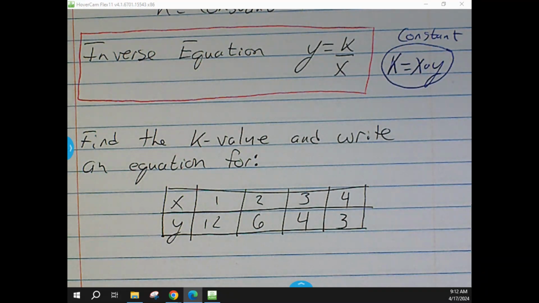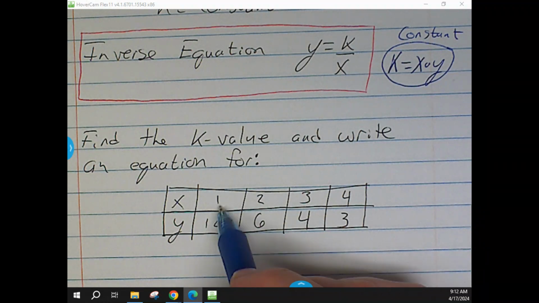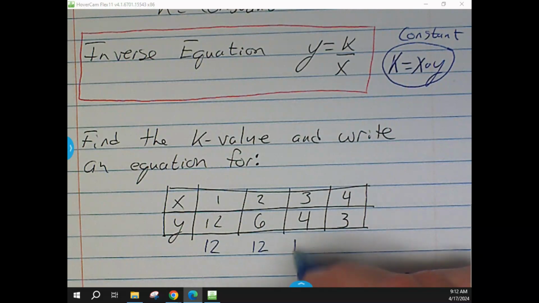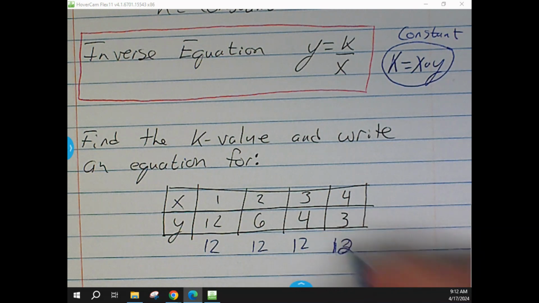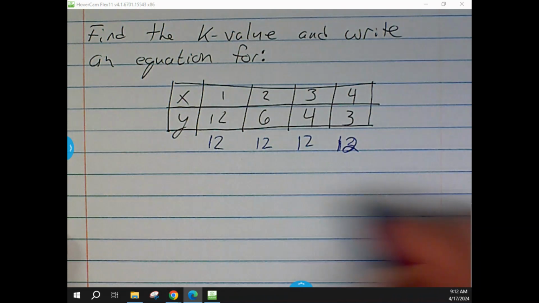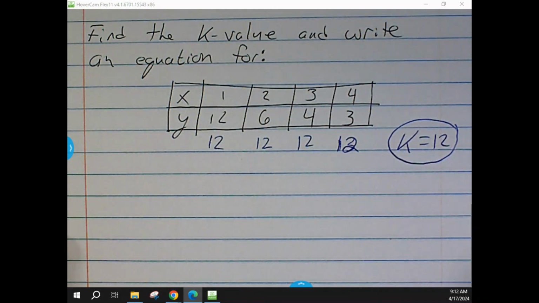Okay, so a couple of things we're going to do with some of these. They're going to tell you that this is an inverse variation. Now they're going to ask you to find the k value, which again means you just multiply x times y. Every time you do x times y, you've got 1 times 12 for 12. You've got 2 times 6 for 12. 3 times 4 is 12. 4 times 3 is not 13, but 12. So no matter what you do for every ordered pair you have, they're always going to multiply together to the same number. So since those are all the same, that means your k value would have to be 12.